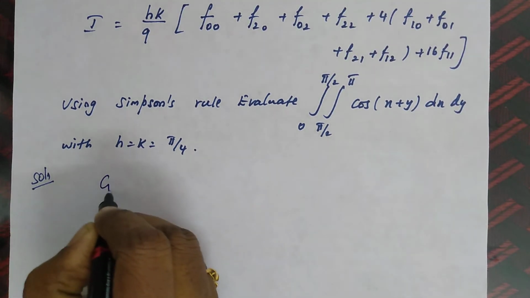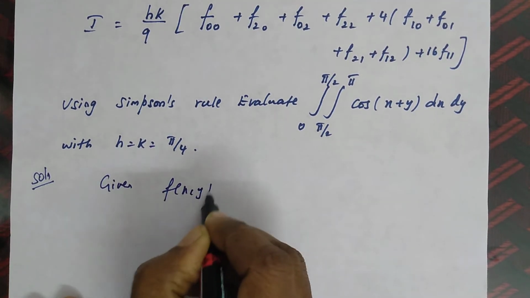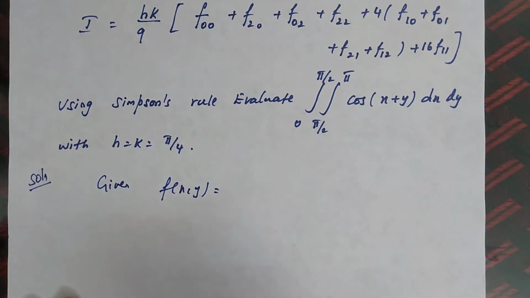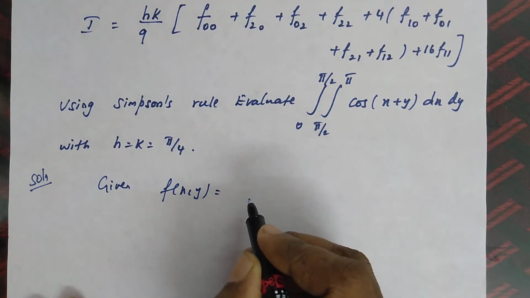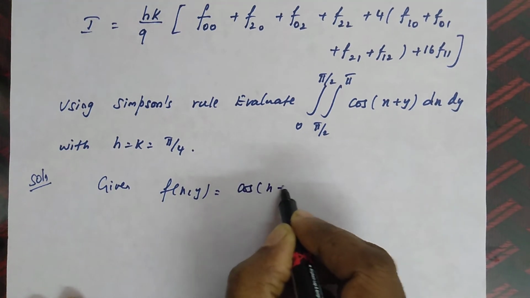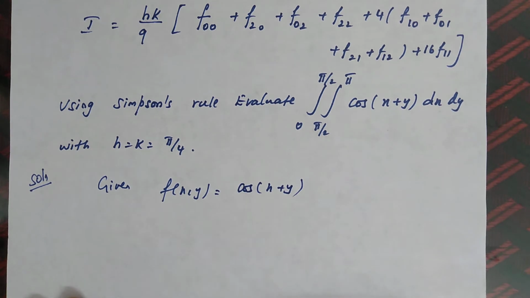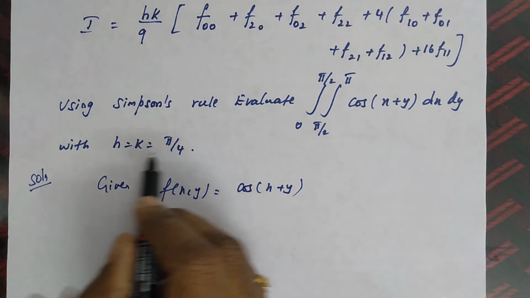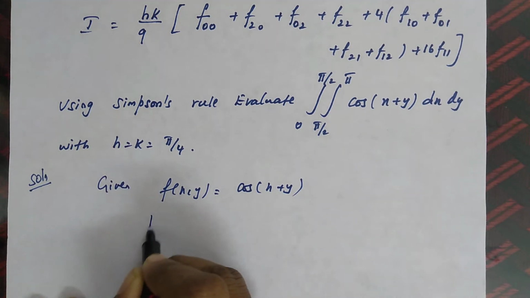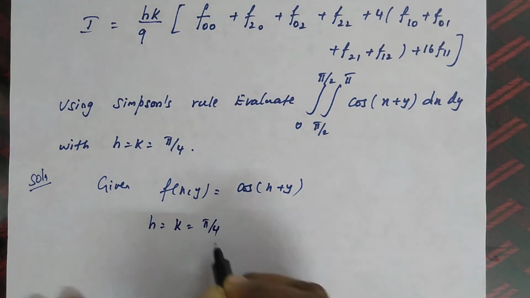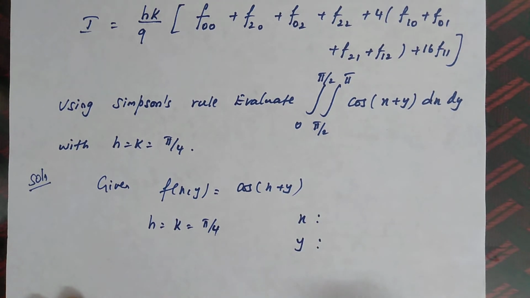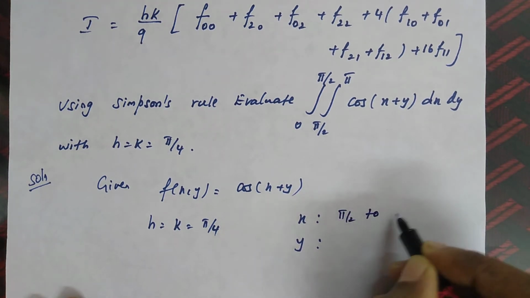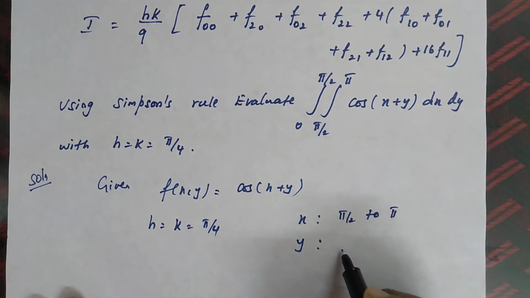F of xy, given f of x comma y equal to, except dx dy, what is given in the question in the integration, that is our f of xy. So here f of xy is cos of x plus y. Okay, and it's given that integration is with respect to x as well as y. That is the reason why it's given h equal to k equal to pi by 4. That is the reason why it is double integration, isn't it? Pi by 4. And what about our x limit and y limit? Inner integration is with respect to x, outer integration with respect to y. So obviously x value starts from pi by 2 to pi, okay, ending at pi, and the y limit is 0 to pi by 2.